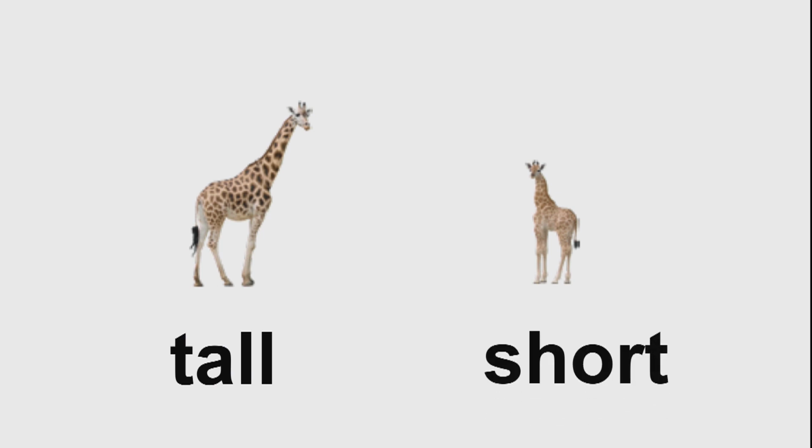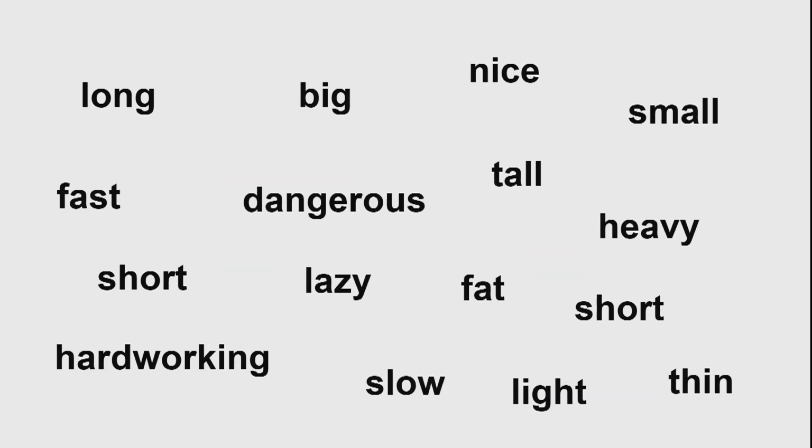How about these two giraffes? One is tall. The second giraffe is short. Look, short is the opposite of two different words, long and tall. It has two meanings, короткий and низкий. Let's check if you remember what opposite adjectives come together. Work with your partners now and find pairs of opposite words. For example, big and small.